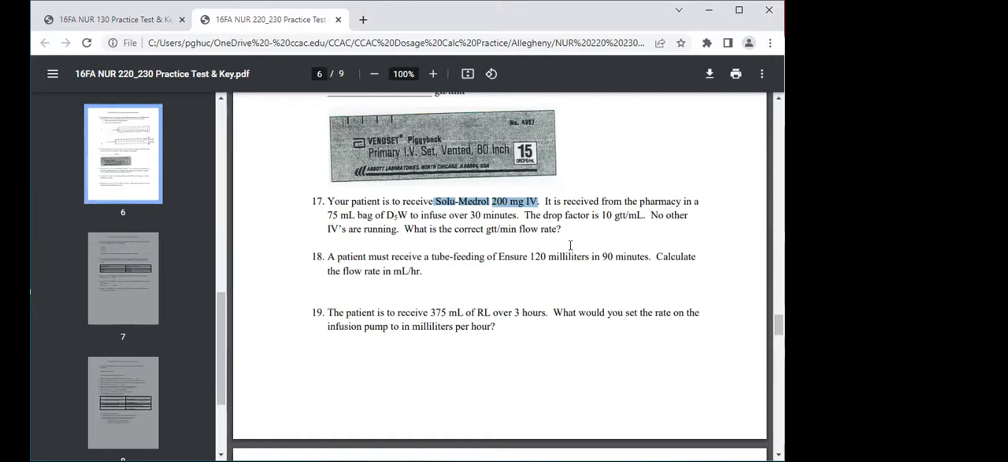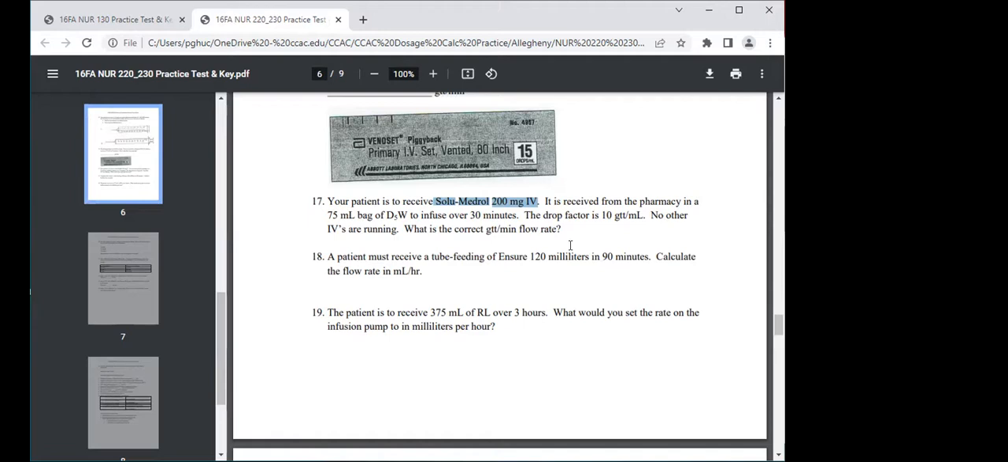So the Solu-Medrol 200 milligrams, it could be phenobarbital, 20 milligrams. It really doesn't matter what it is. It doesn't factor into the math part of calculating the flow rate. We just want to know if it's flowing. Are you drinking Coke or are you drinking Pepsi? Doesn't really matter. We just want to know how many glasses you're going through per hour, something like that.